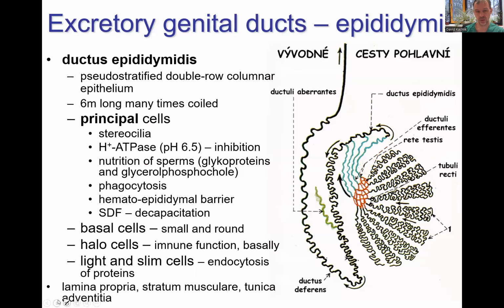And we can continue into the epididymis, which contains again a pseudostratified epithelium, and here it's really high columnar with stereocilia. It's important, here are stereocilia. And you can see it's one many times coiled tubule.